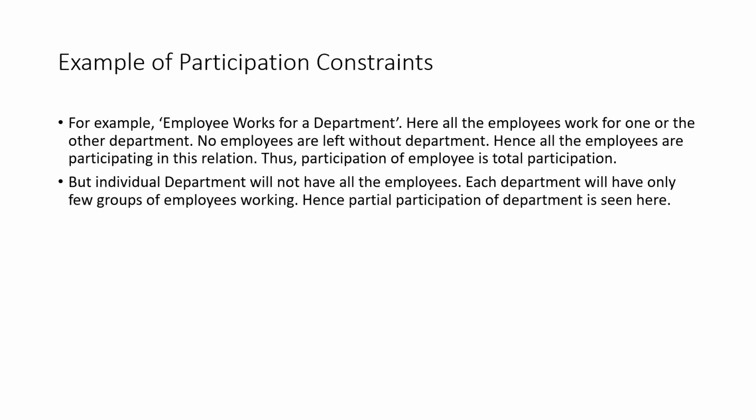So we have an example of participation constraints. For example, employees work for a department. Here all the employees work for one or other department. No employees are left without a department. Hence, all the employees are participating in this relation. Thus, participation of employee is total participation because all the employees are taking part. So that's why we call it total participation.